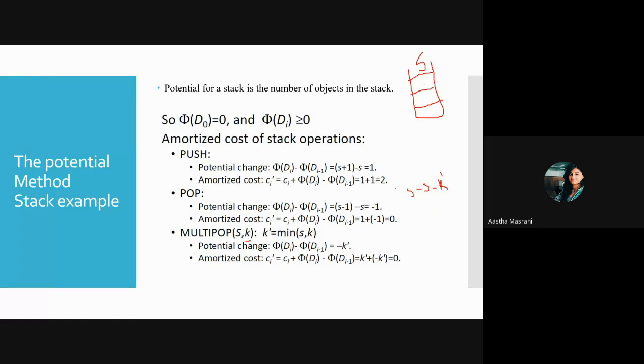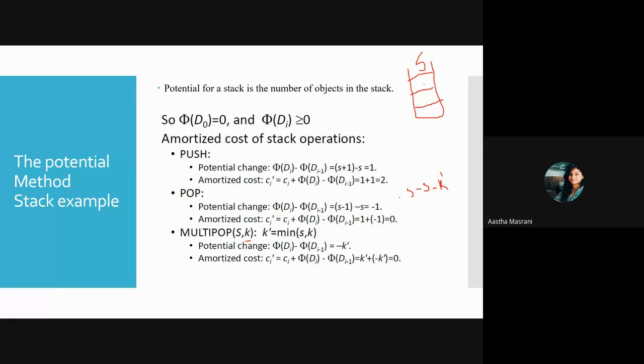So this is all about the potential method. In the potential method, we are giving the cost to the whole data structure, not just the operation. And from that given cost, we are finding the amortized cost, as in the accounting method, or the amortized cost for any operation.